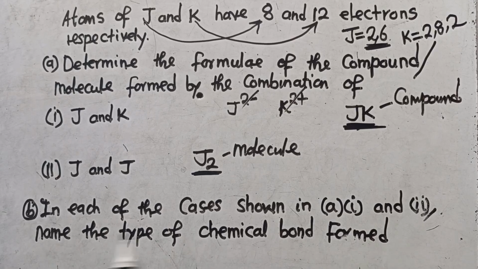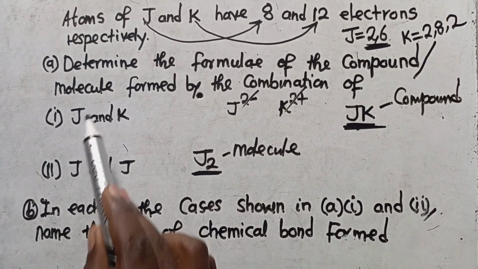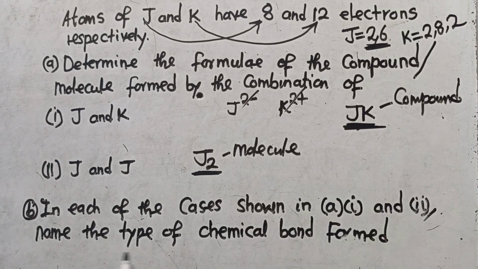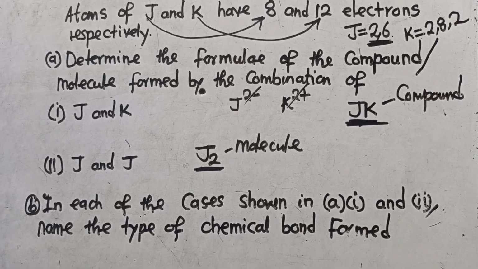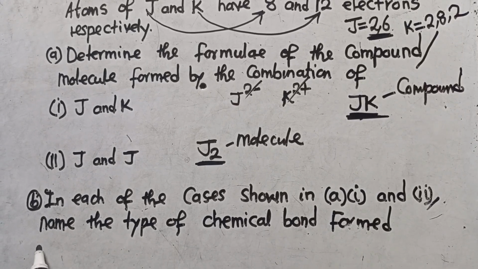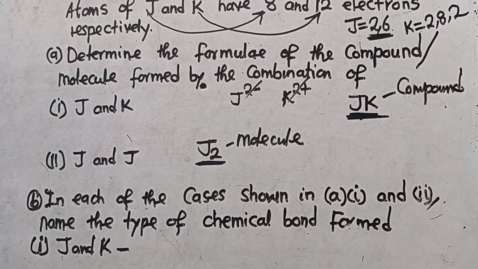We now go to this one. In each of the cases shown in A1 and 2, name the type of chemical bond formed. They want us to name the chemical bond that is formed. I go to 1. 1 is between J and K. So J and K, what is the name of that bond? The name of that bond formed is an ionic bond. So you say it is an ionic what? An ionic bond. You are done.